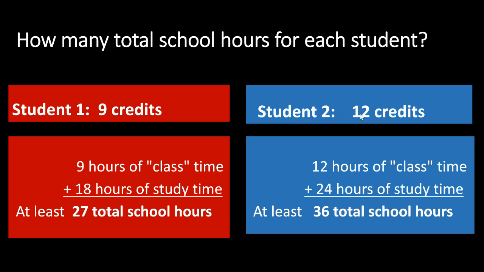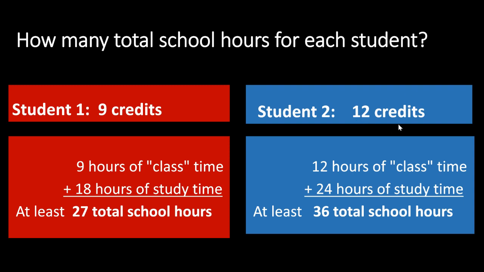Now, student 2 was taking 12 credits. That would be 12 hours of class time plus 24 hours of study time. So we're talking at least 36 total school hours. Now remember, this is the minimum, because all I did was I took 12 and multiplied it by 2 to get 24. So 36 total school hours, but it could go as high as 48.